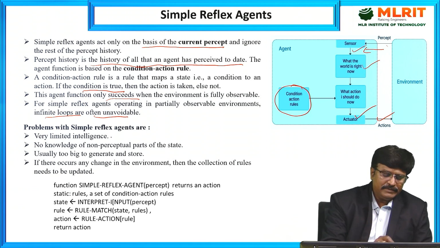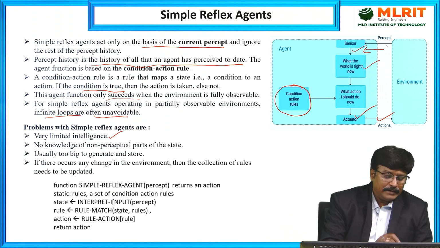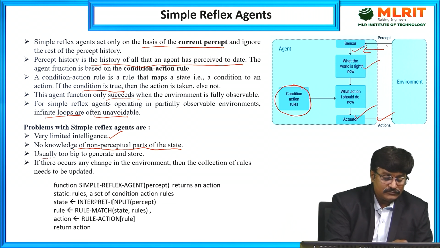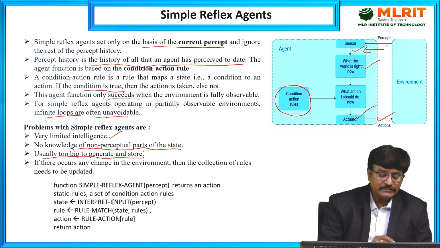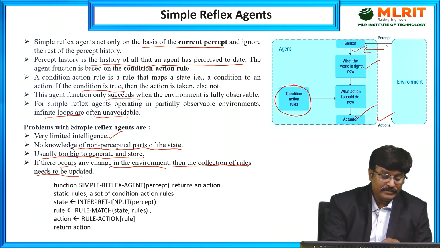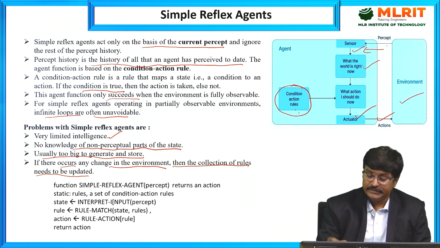So what are the problems with simple reflex agents? They have very limited intelligence, and no knowledge of non-perceptual parts. Previous history and previous states are not considered. The rule tables are usually too big to generate and store, and the agent has no storage, which is also a problem. If any change occurs in the environment, the collection of rules needs to be updated. If the environment changes dynamically, you have to change the rules.